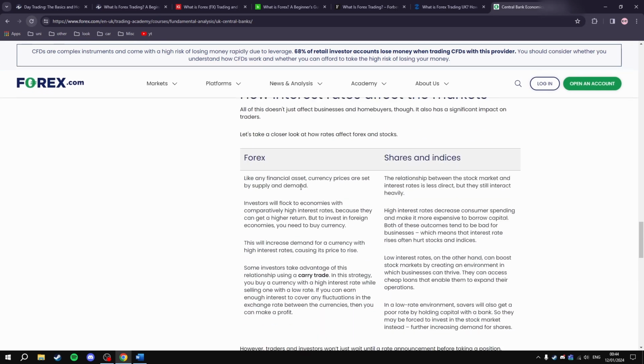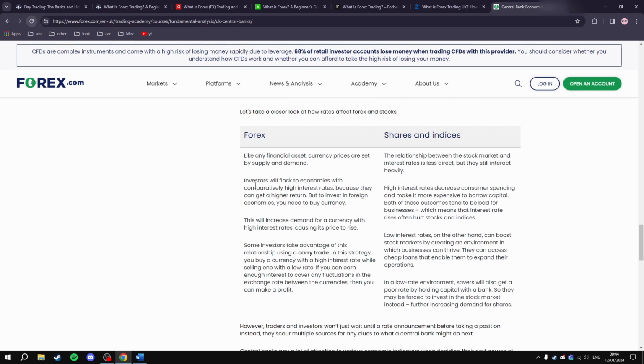Forex. Like any financial asset, currency pairs are set by supply and demand. Investors will flock to economies with comparatively high interest rates because they can get a higher return. But to invest in foreign economies, you need to buy a currency. This will increase demand for a currency with high interest rates, causing its price to rise.